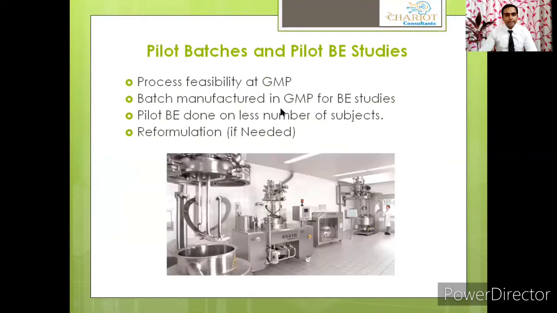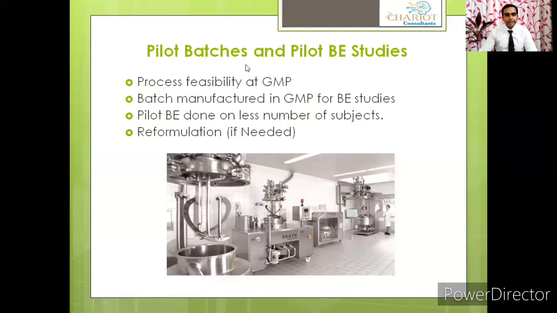Yeah, so once we have finalized our prototype, then comes the later stage, in which we have to transfer our prototype batches to the GMP areas where we manufacture our pilot batches. Pilot batches are nothing but batches where the quantity is less than your commercial batches and bigger than your R&D batches. So the batch size is almost in the middle.